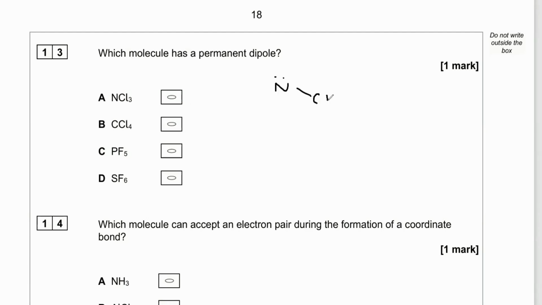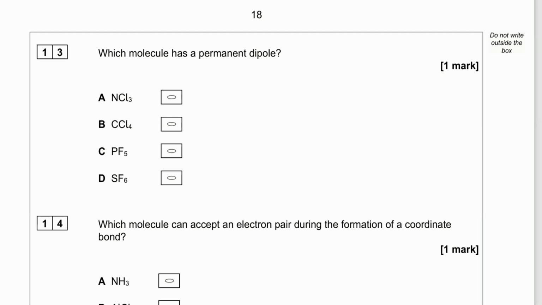Right, which molecule has a permanent dipole? Is it NCl3, CCl4, PF5, or SF6? Well, the fact that the nitrogen atom has a lone pair means that there is a permanent dipole on this molecule. So there we go.